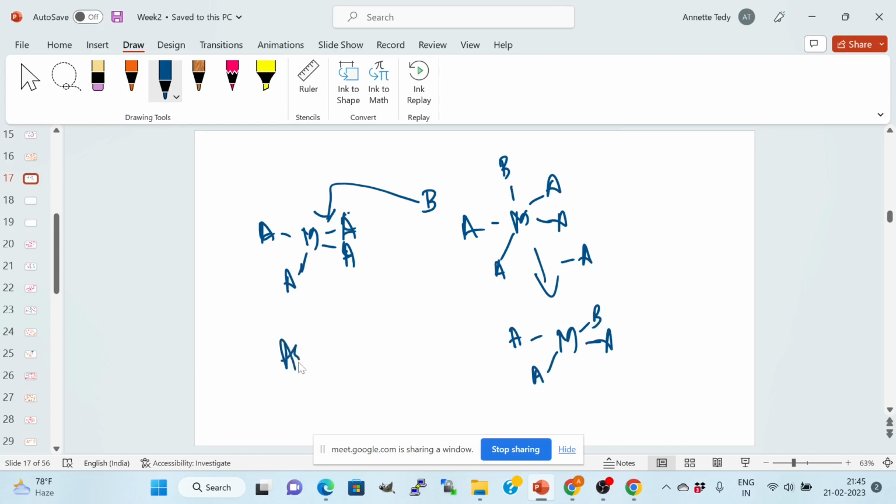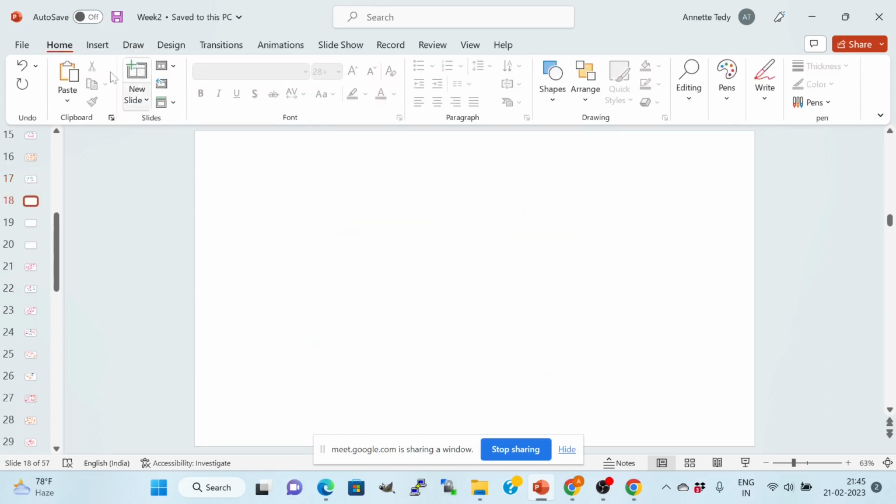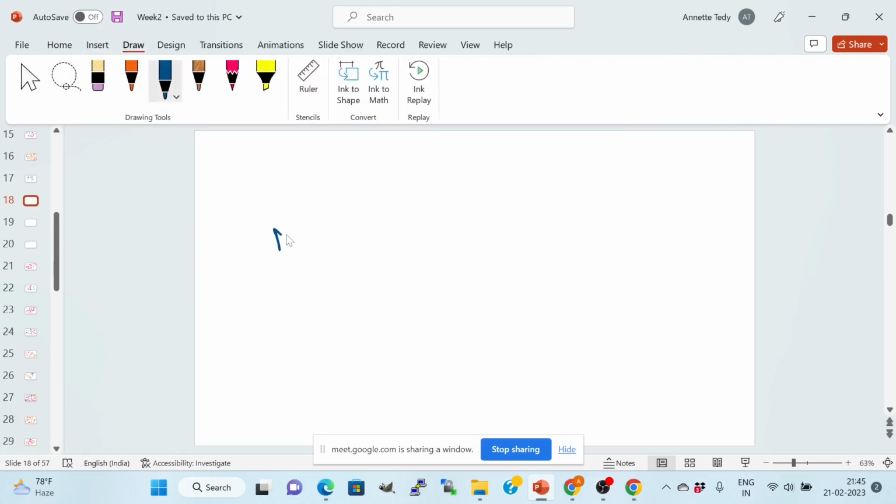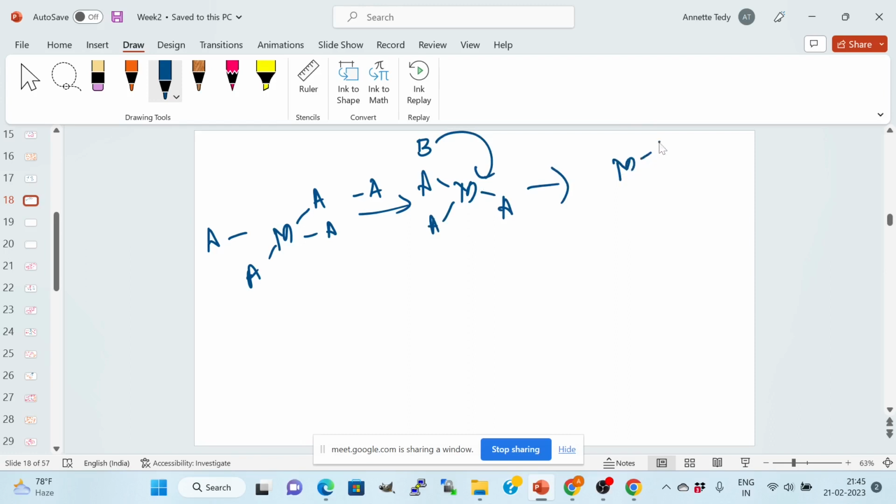This is the associative pathway. In the dissociative pathway, the metal is like this, M A A A, and when an incoming ligand is coming, it won't attack here. Instead, one ligand will first leave. So it is like this. There is a vacant space here. Then this B will come here. Then we have something like this. This is the dissociative pathway.